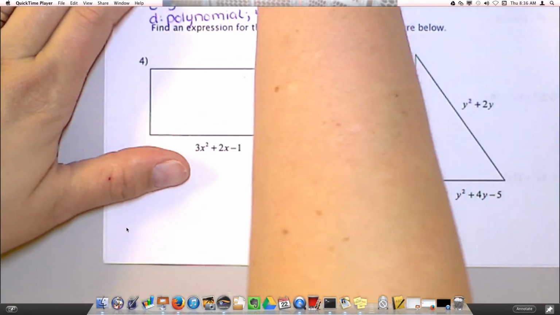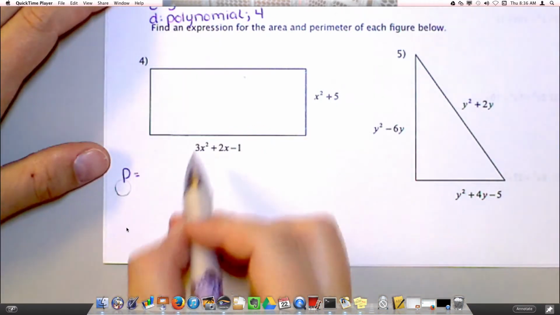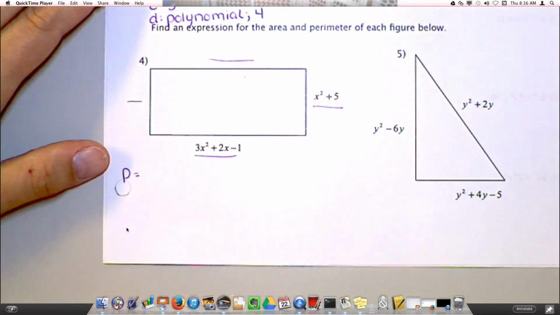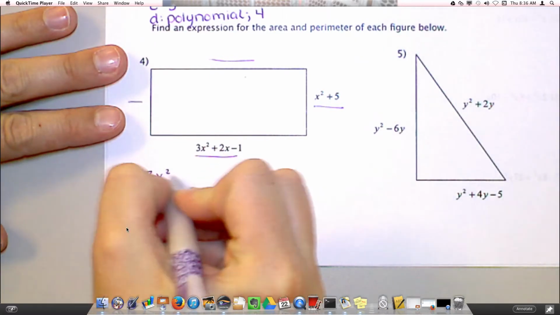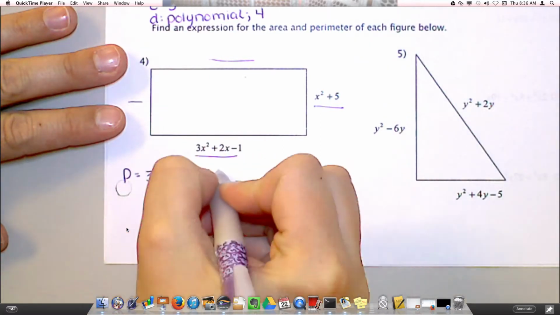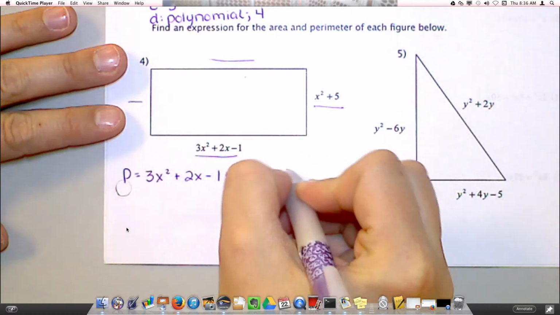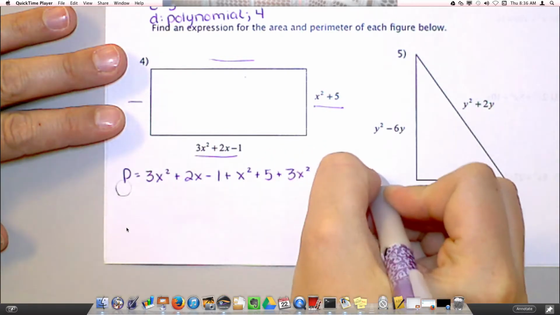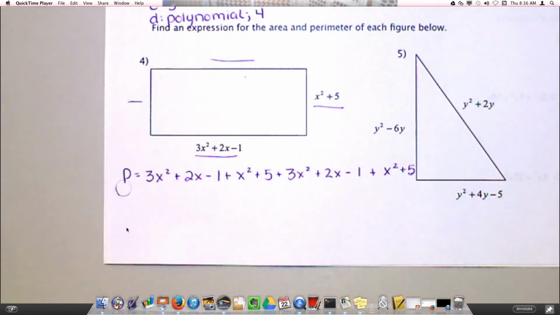Perimeter is always just adding up the sides. So like for this rectangle, my perimeter would be this plus this. And then remember, you've got to fill in this side and this side also. But they're just going to match these. So my perimeter would be 3x squared plus 2x minus 1 plus x squared plus 5 plus 3x squared plus 2x minus 1 plus x squared plus 5. Okay, I'm adding all of those together.